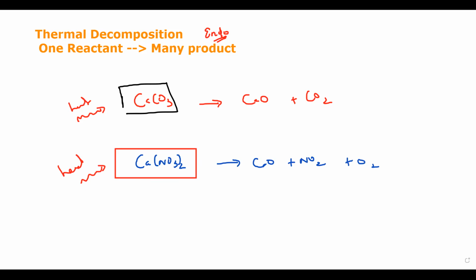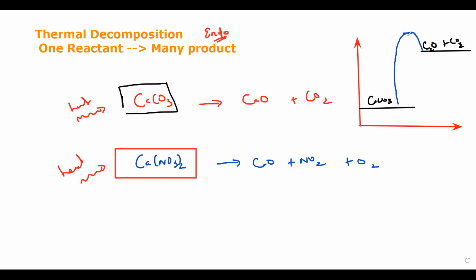And when you draw the energy profile diagram, the energy of the particle, this is not about the bond energy, the reactant will have low energy and the product will have high energy. So in endothermic reactions, the energy of the reactant is always lower and the energy of the product is higher. And the minimum possible energy at which this reaction starts, we call activation energy.